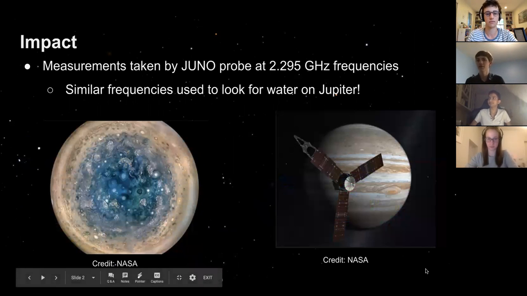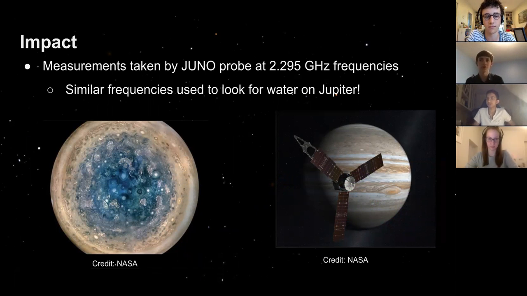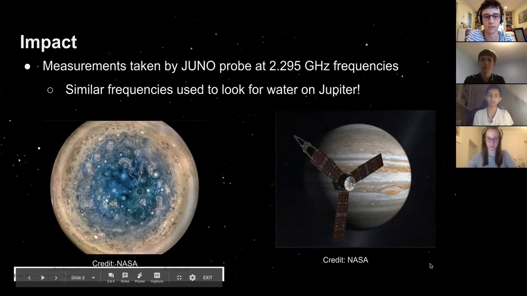The impact of this is controlling another uncontrolled variable for Jupiter satellites, one example of which is Juno, which observes water concentrations and atmosphere concentrations on the planet. Taking synchrotron radiation out would be a better way to understand more accurate data.